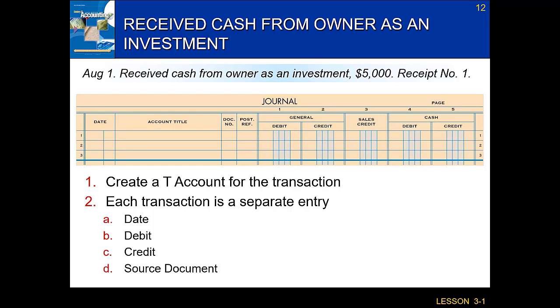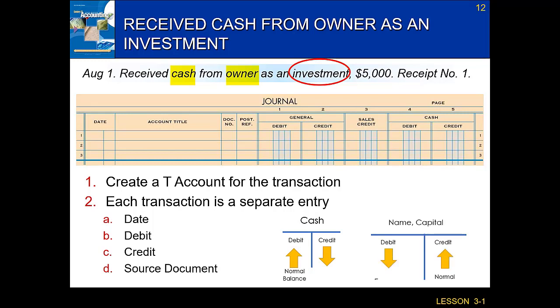So we will start first by identifying our keywords just like we've always been doing. So when it says on August 1st, received cash from owner as investment, my first keyword here is cash. So I'll draw out the cash T account. Then my second keyword is owner, and it goes with investments. Owner's investments are the name, comma, capital account. So I'll draw out that T account. Now I'm ready to actually put my information for my transaction in my journal.